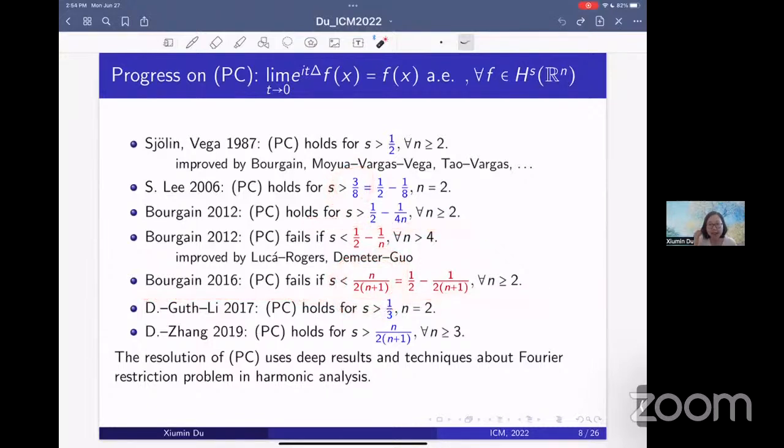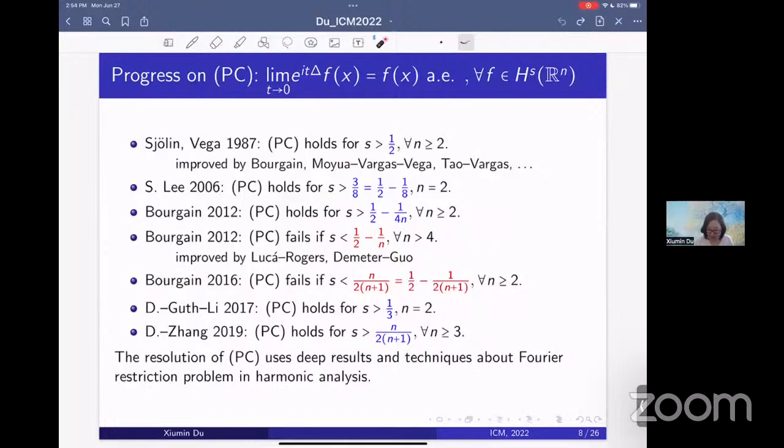After this, jointly with others, we proved that Bourgain's example is sharp up to the endpoint. When n equals 2, this result is joint work with Larry Guth and Xiumin Li. And the result in any higher dimension is joint work with Xiangjin Zhang. So now the pointwise convergence problem has been solved in every dimension up to the endpoint. The resolution of this problem uses deep results and techniques about the Fourier restriction conjecture in harmonic analysis.